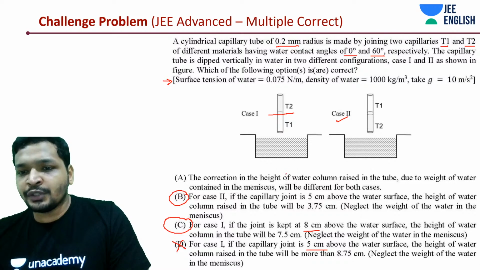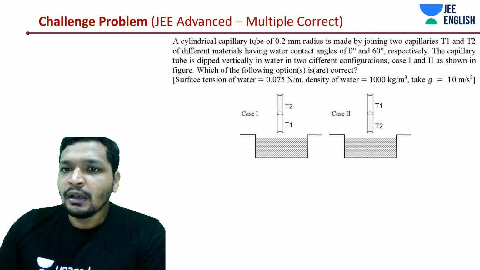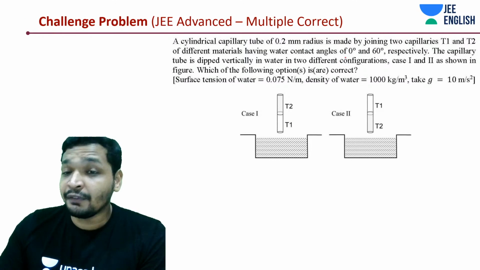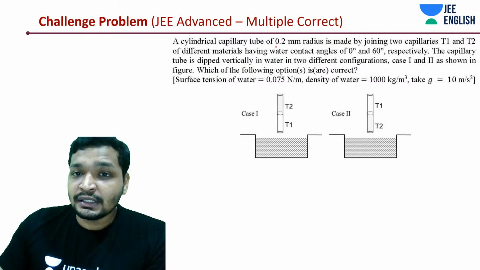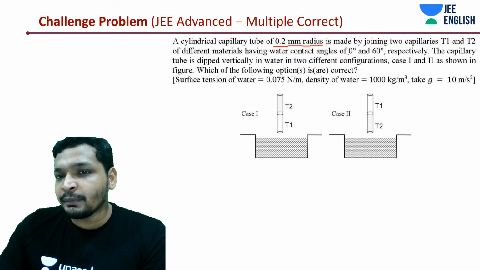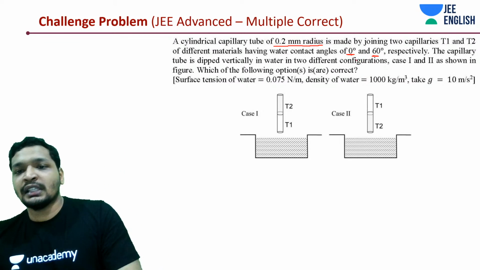Similarly, think about a situation. They are saying that the height of the water raised will be different in different cases. Both capillaries are of the same nature, except that they are not of the same nature. They have different materials actually. They have the same dimensions, 0.2 mm, and that being said, they are of different materials. One has a 0 degrees contact angle and the other one has a 60 degrees contact angle.